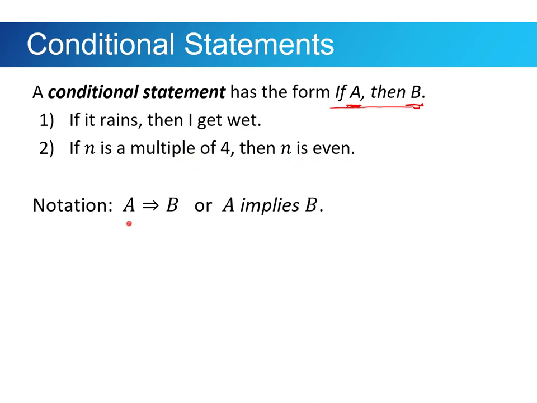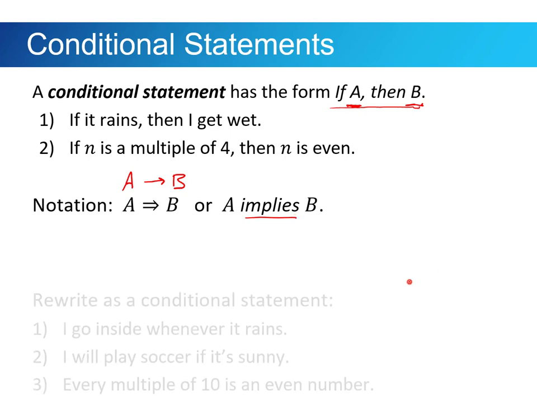We would write this as A with an arrow B, and sometimes you see just an arrow that has a single line like that. And we read this as A implies B. So if A, then B, or if A is true, then B is true, or A implies B. All these kinds of ways of saying it.